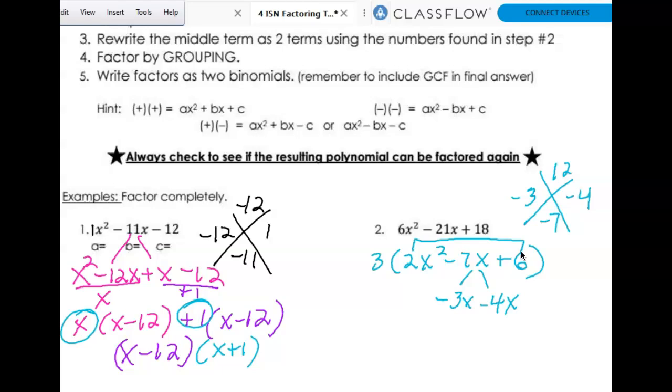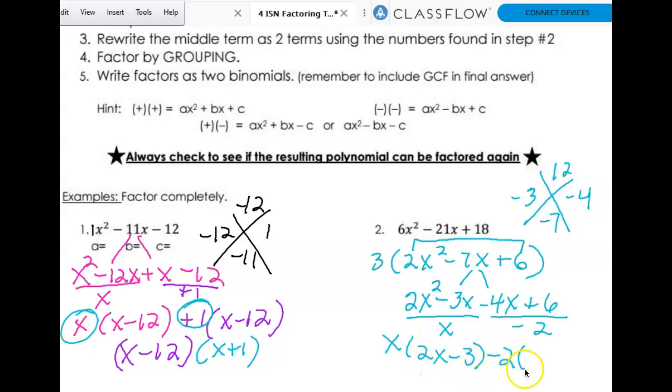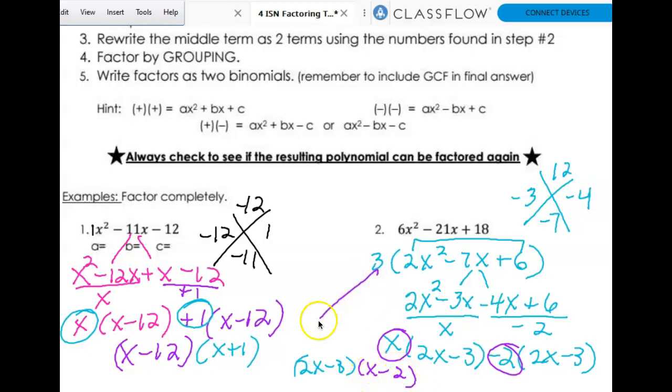Greatest common factor out, and then just inside the parentheses. Okay. Okay, so once I break it down then, what is in common here? X, and here, negative 2, right? These have to match. So I'm going to get x times 2x minus 3 minus 2 times 2x minus 3. These match, so I get 2x minus 3. I have these left, and we have to bring the 3.